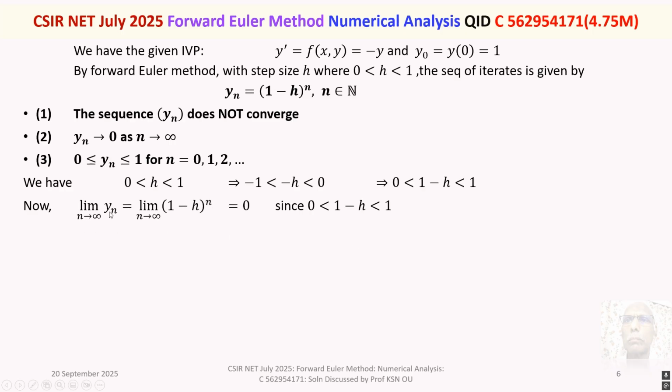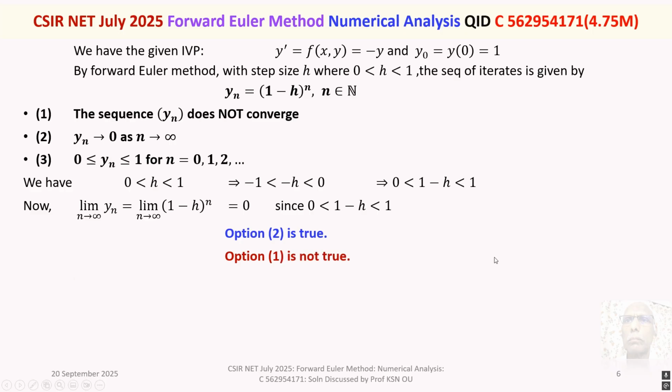Now take yn and take the limit. Limit n tends to infinity of yn is limit n tends to infinity of 1 minus h to the power of n. But the 1 minus h value lies between 0 and 1. Therefore, it tends to 0, because 0 less than 1 minus h is less than 1. So yn tends to 0 as n tends to infinity. Thus option 2 is true. Option 1 says the sequence yn does not converge, but it is converging. Therefore, option 1 is not true.